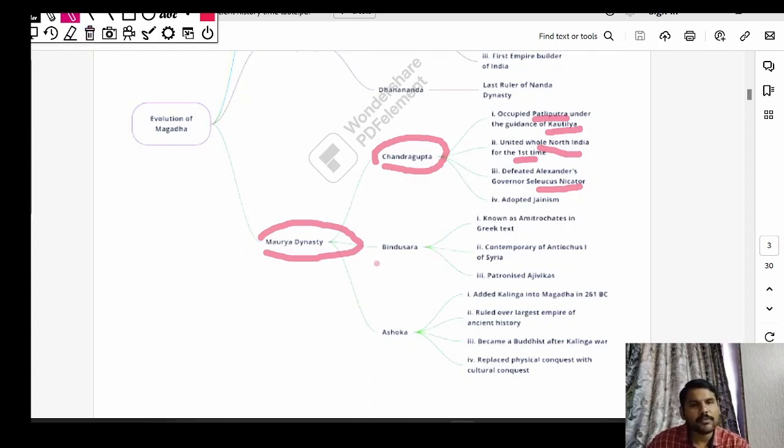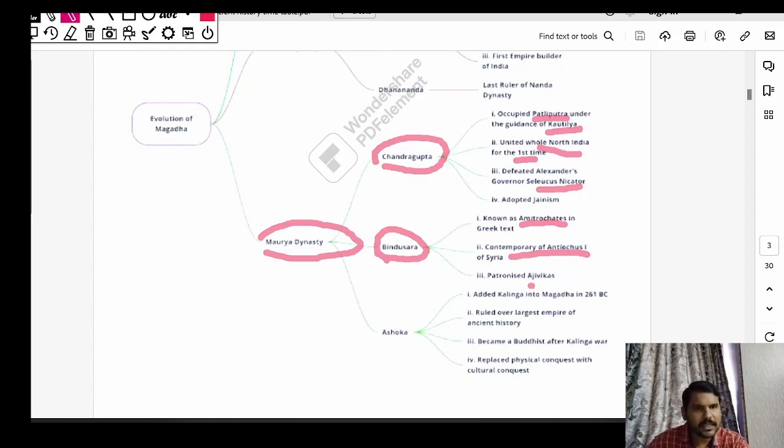And Chandragupta Maurya is followed by Bindusara. So we'll look into depth; this is just a mind map. So he is known as Amytrochates in the Greek texts. Frequently there are questions asked like who is known as Amytrochates? He is Bindusara. So Bindusara is the son of Chandragupta, and he is the contemporary of Antiochus I of Syria.